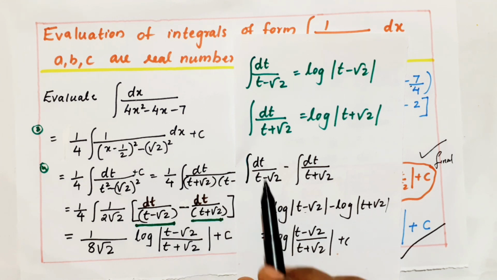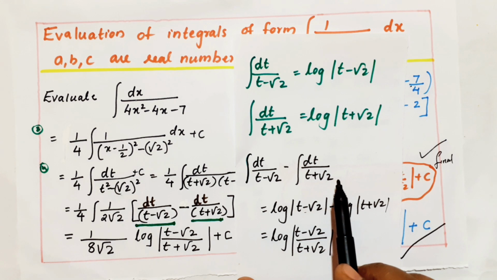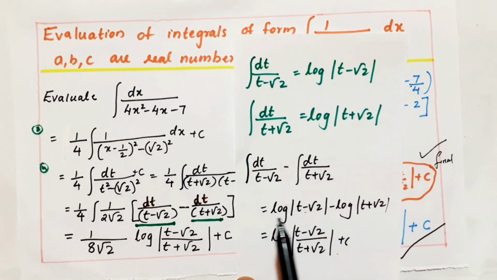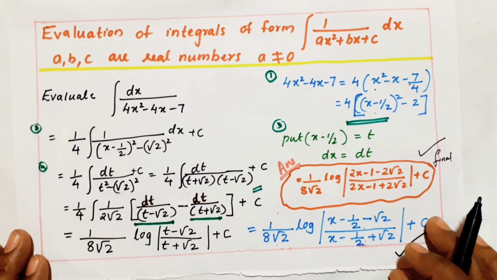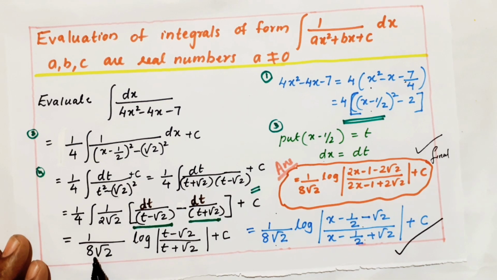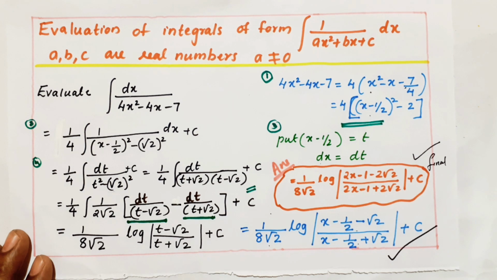According to this case, it is integral of dt by t minus root 2 minus integral of dt by t plus root 2. So the answer, log of t minus root 2 minus log of t plus root 2. Log a minus log b. What is log a minus log b? Log a by b. So log of t minus root 2 by t plus root 2 plus c. That is this answer. Now come back here. So all the constants I multiplied and I got 1 by 8 root 2 into log of t minus root 2 by t plus root 2 plus c.